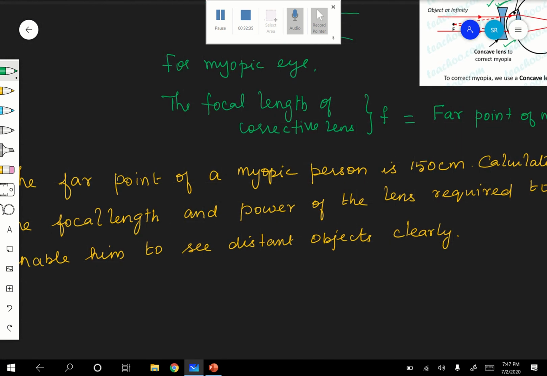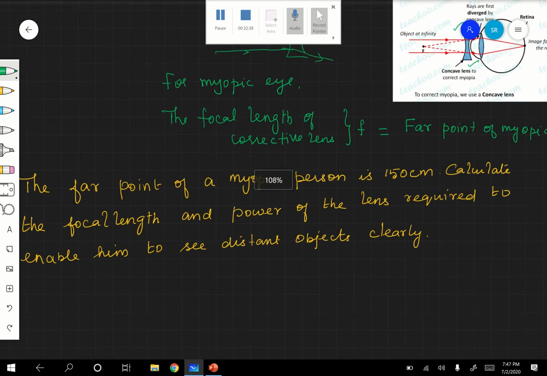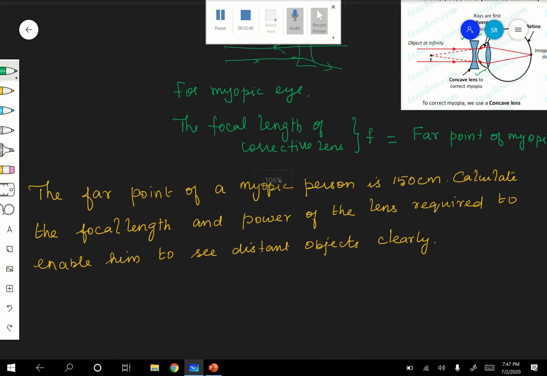The far point of a myopic person is 150 centimeter. Calculate the focal length and the power of the lens required to enable him to see the distant object clearly. Very, very simple. The far point of a myopic person is 150 centimeter. Very good. Therefore, what is given?